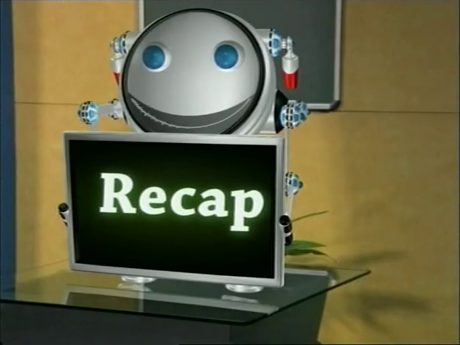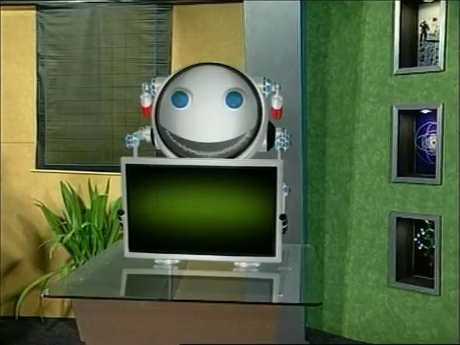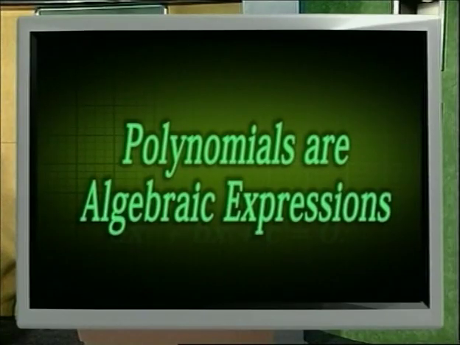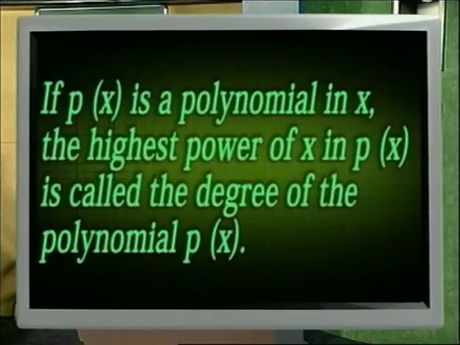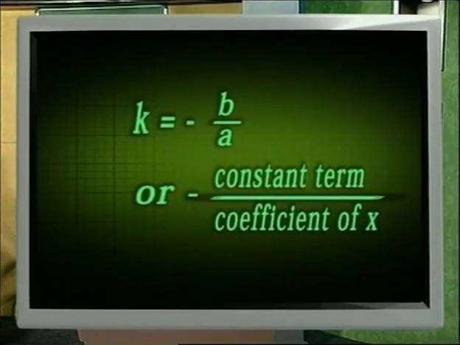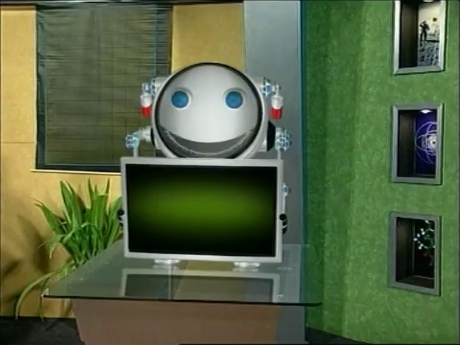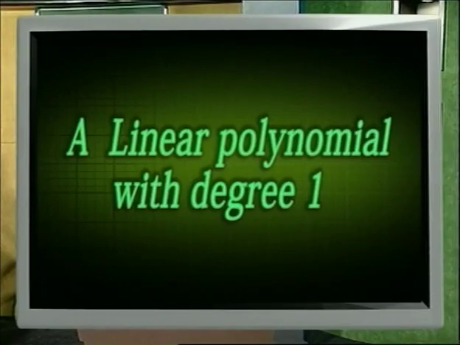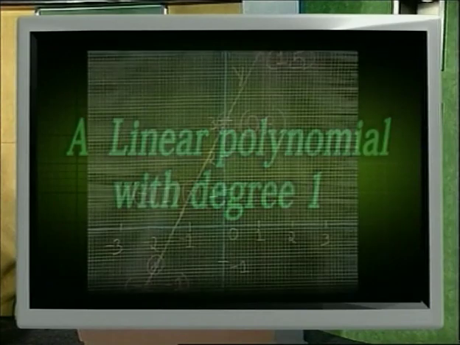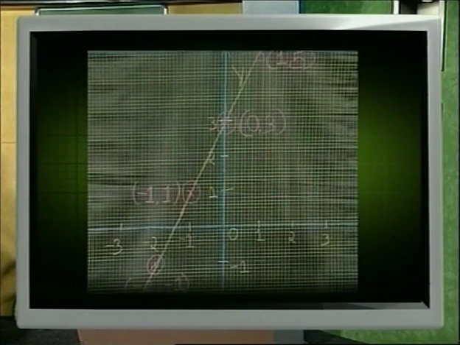So Kelsey, what did we learn today? Polynomials. Yeah, polynomials are algebraic expressions. Degree of polynomials. Yes, the highest power of x in the polynomial is called the degree of the polynomial. Value of polynomials. Yeah, the zero of the polynomial is given by minus b by a, that is minus the constant term upon the coefficient of x. Plotting points. On a graph paper, you learned how to plot points. Linear polynomials. Yeah, linear polynomials with degree 1. A linear polynomial's graph is always a straight line.